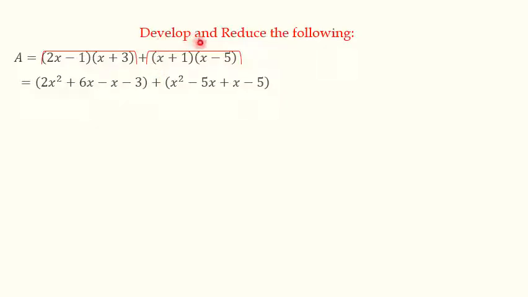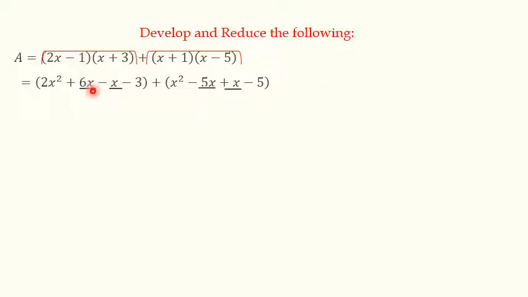Again, x times x is x squared. x into minus 5 is minus 5x. 1 times x can be written as x, and 1 times minus 5 is minus 5. What do we have here? 2x squared. We have plus 6x minus x. They have the same unknown with the same exponent. So it's the same as 6 marbles minus 1 marble. The result is 5 marbles. So 6x minus x is simply 5x.